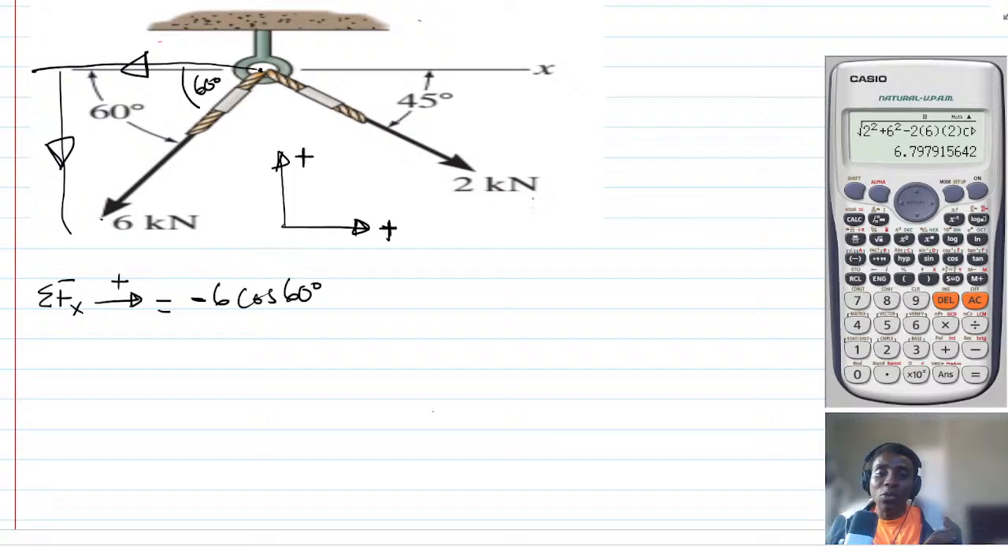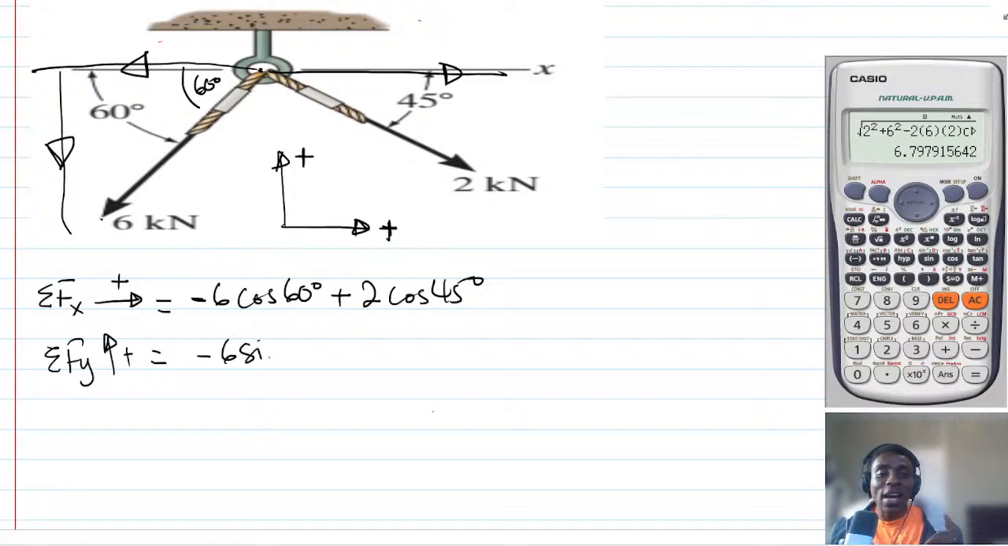And then you have 2 kilonewtons here. Now these 2 kilonewtons, if you look at the direction, will get an x component. So 2 cosine 45, that is the x component. Now for the y, it is going to be minus 6 sine 60 because it is coming down. And then also for the 2 kilonewton, that one will also come down. So it will be minus 2 sine 45.